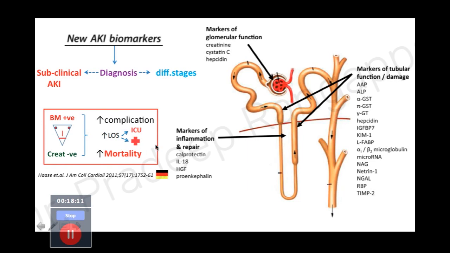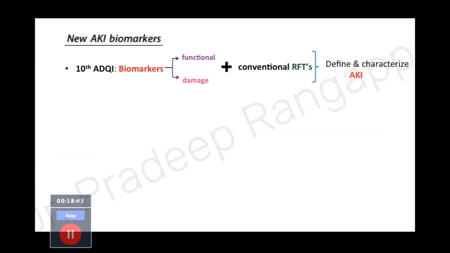And there was a study to that effect. As you see, this was a study from Germany where the biomarker was positive, like cystatin C or NGAL was high but creatinine was normal, but still it showed correlation to them having developed AKI later, with increased ICU length of stay, hospital length of stay, increased complications, and increased mortality. So basically, your biomarkers have the ability to pick up AKI at a much earlier stage, even before it is manifested by a rise in creatinine.